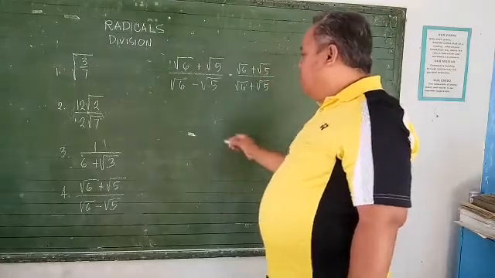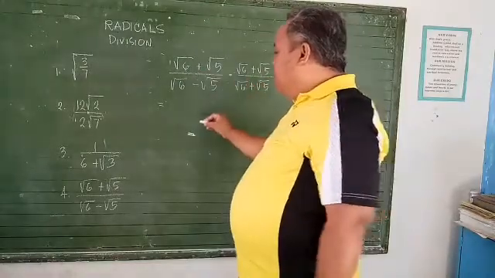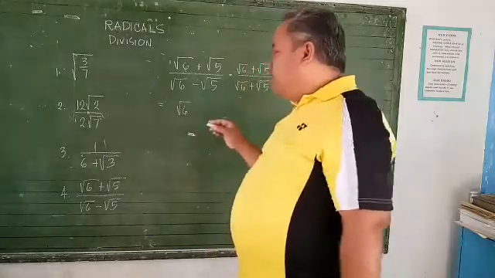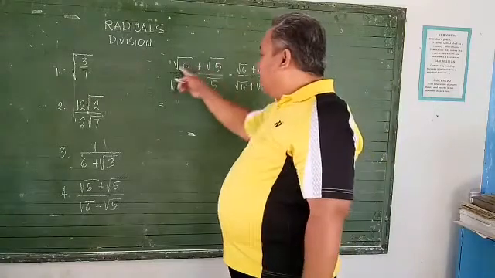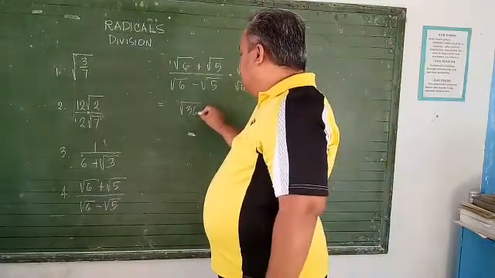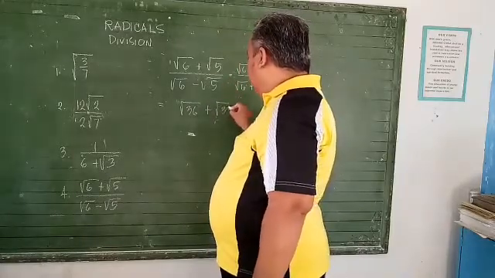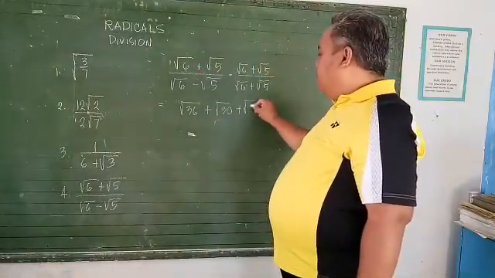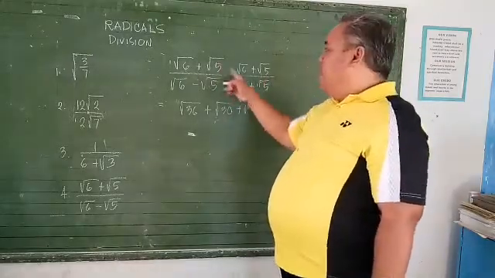Okay, so the first thing to do is to multiply. This could be square root of 6. We're going to use the square of a binomial. First, multiply the first term, that is 36, plus this, that is square root of 30, and then this, plus square root of 30. And then the last term. You remember, that's the FOIL method.